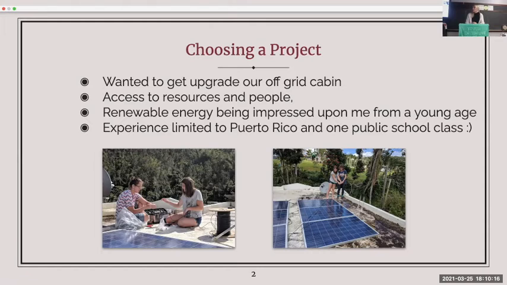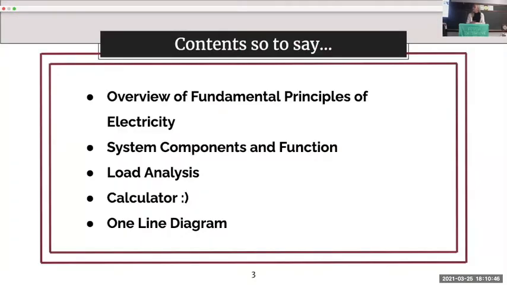We went on a trip to Puerto Rico a few years ago to do a service/vacation thing, and we ended up installing solar on a couple of community homes across Puerto Rico after the hurricane hit. And so those are some of the pictures. Besides that, I had one public school class where I started learning about solar in an academic way, but it was really underwhelming, and the teacher was lacking, to say the least.